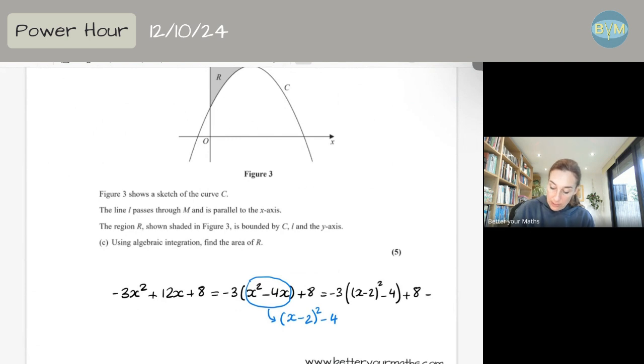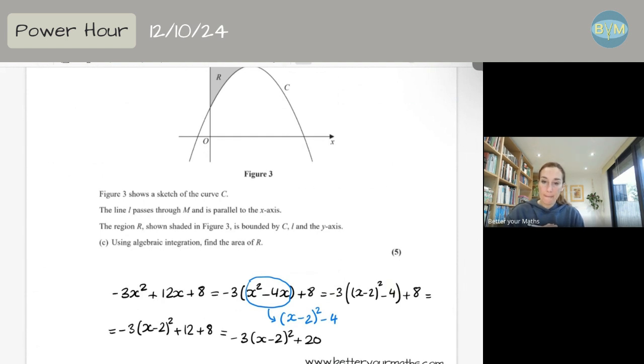And now what I'm going to do is to expand these 3 and put together the numbers. Just simplifying. So if I expand that 3, I have -3 multiplying x minus 2 squared. -3 times -4 is positive 12, so plus 12 and plus 8. So the final thing I have is -3 x minus 2 squared plus 20.